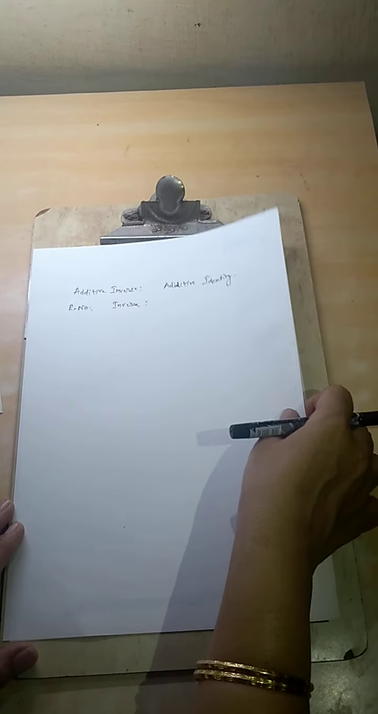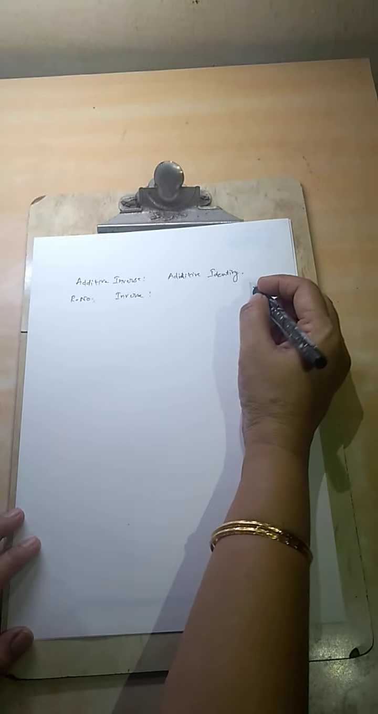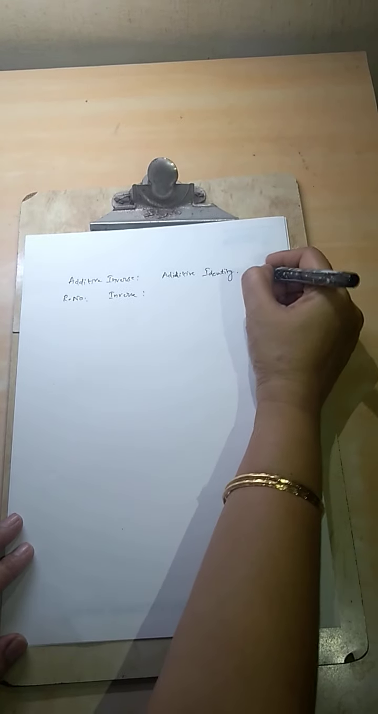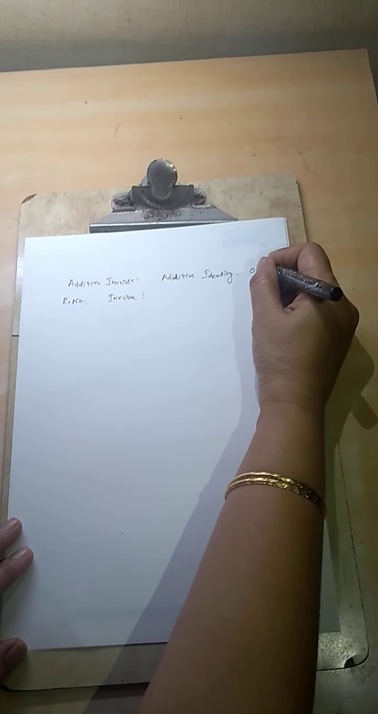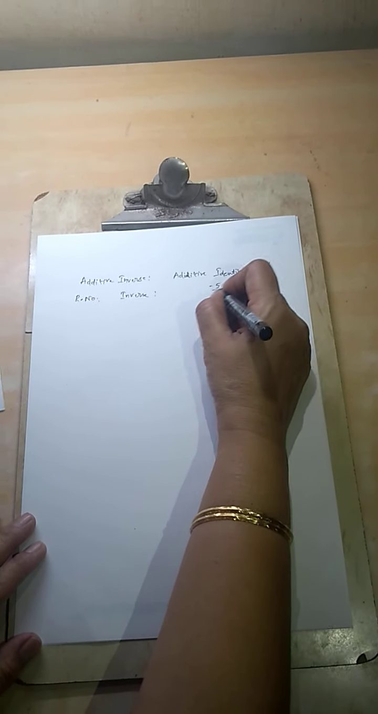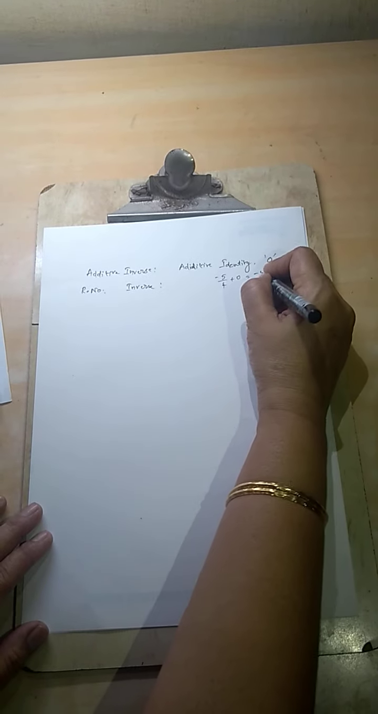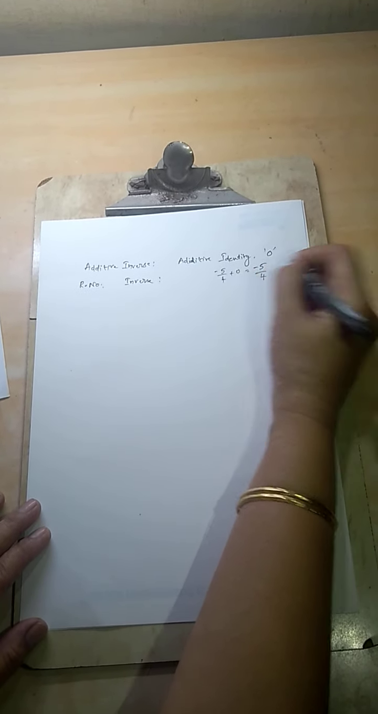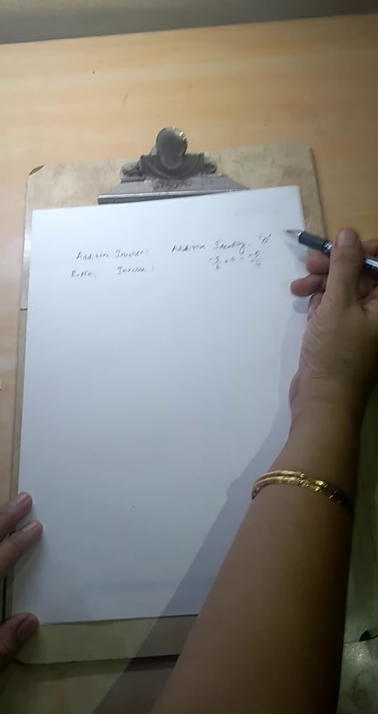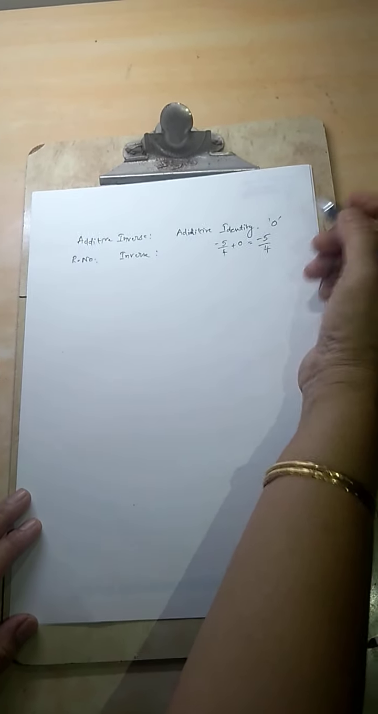This is the second part of rational numbers, class 8 mathematics. In this we start with additive identity. The additive identity of rational numbers is 0, right? So you take a rational number, let me take it as minus 5 by 4. When I add 0 to it, I'll get the same rational number, minus 5 by 4. So we say that 0 is the additive identity of rational numbers.